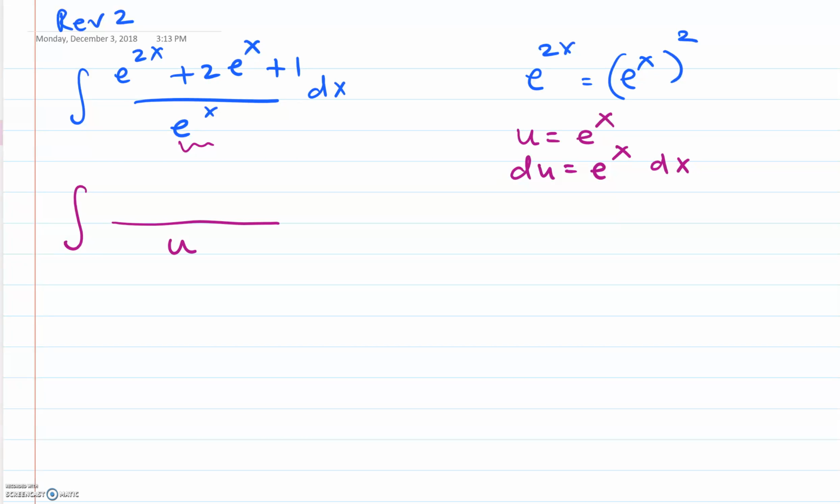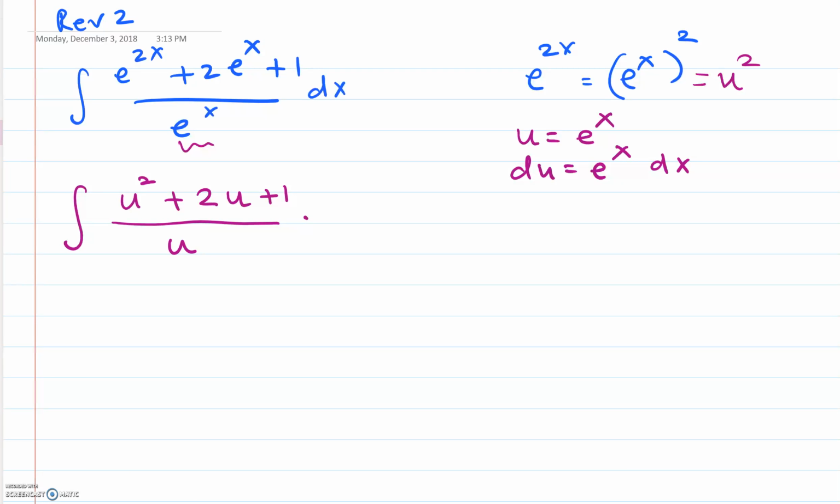Denominator is u and e to the 2x. e to the 2x is e to the x the whole squared. This is going to be u squared. So first term becomes u squared + 2u + 1, and then dx has to be replaced.